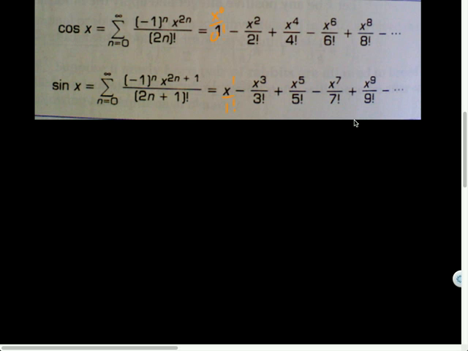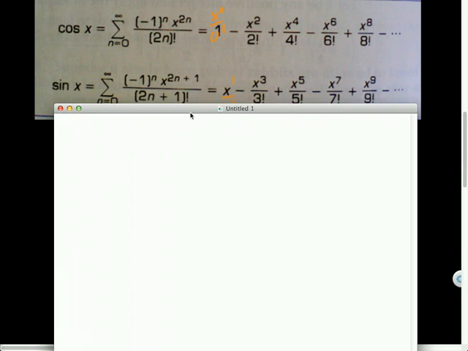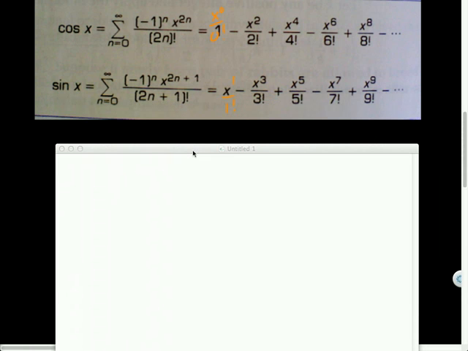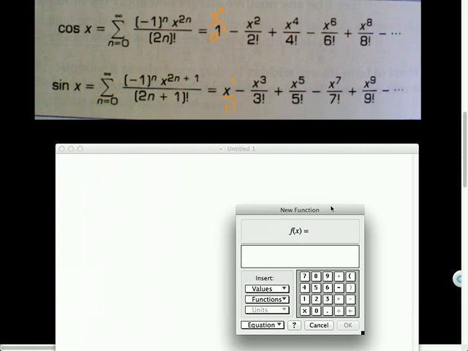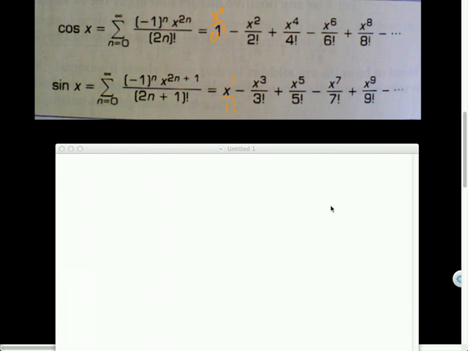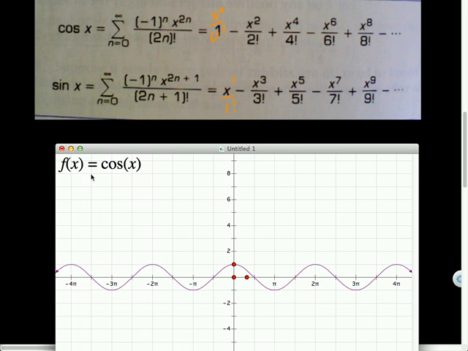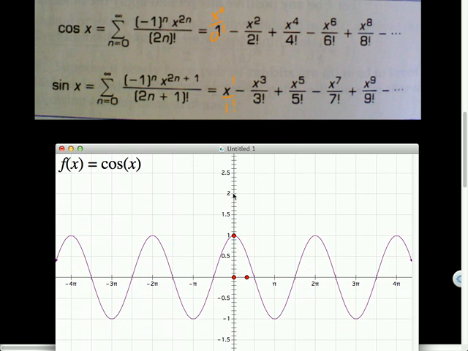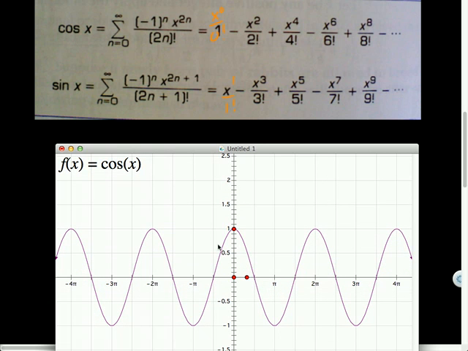So one of the things I want to do before we start estimating with these, let me show you. I'm going to open up a Geometer's Sketchpad file, and I'm going to graph cosine. I'm going to graph the infinite series. Well, we'll graph some of it anyway. So here's cosine of x. All right, this is measured in radians.